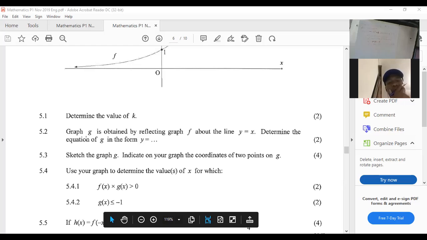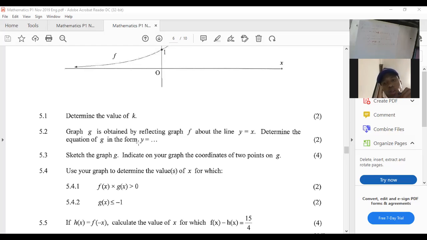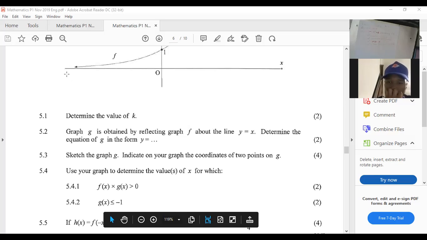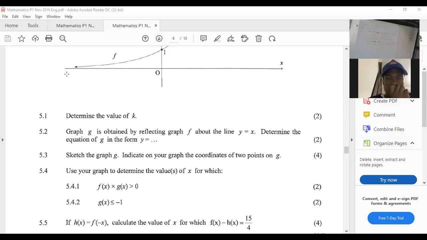So the equation g(x) is y equals log x base 2. The base is 2 and then x. That is not how we read it, it's log x base 2.